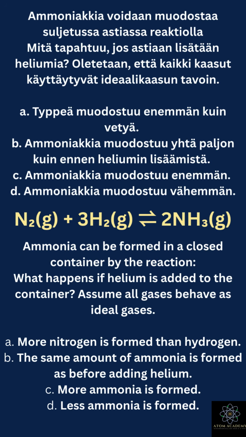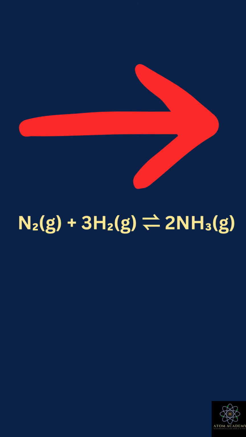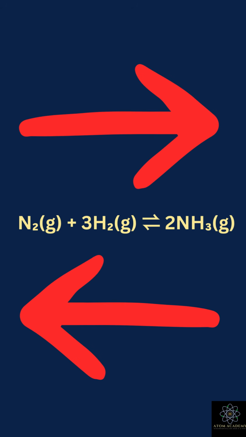Today, let's find what happens when helium is added to a system at chemical equilibrium, using the ammonia formation reaction as an example. Consider the equilibrium reaction. This is a reversible reaction, meaning it can proceed in both the forward direction, forming ammonia, and the reverse direction, breaking ammonia back into nitrogen and hydrogen.